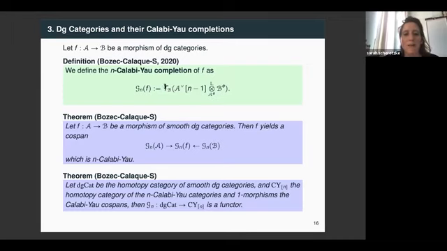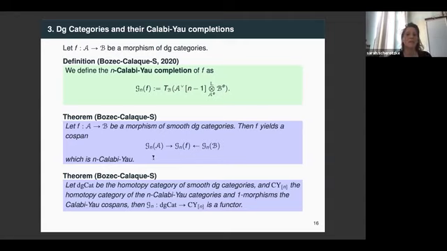We just take the free DG algebra of the B-bimodule that you obtain if you take the inverse dualizing complex of A and you induce it up to a B-bimodule. Okay, so what does this give us? If we have a morphism between smooth DG categories F, then F yields a cospan between the Calabi-Yau completion of A, the Calabi-Yau completion of F, and the Calabi-Yau completion of B.